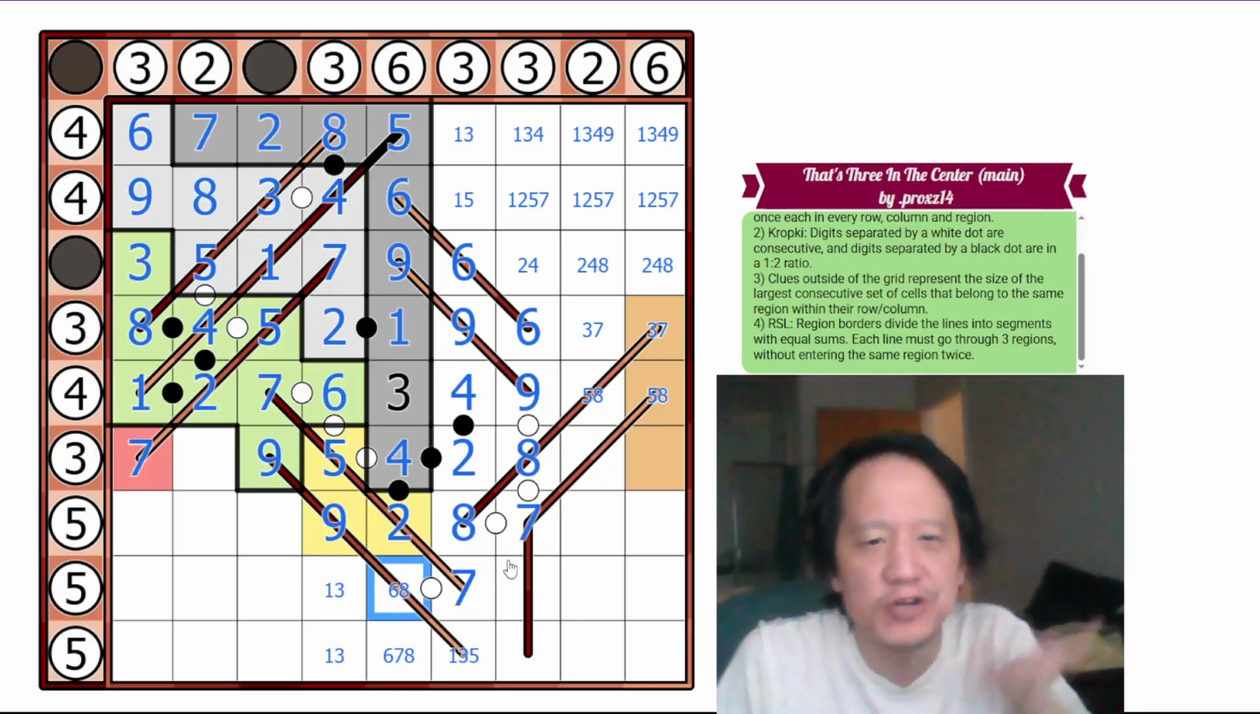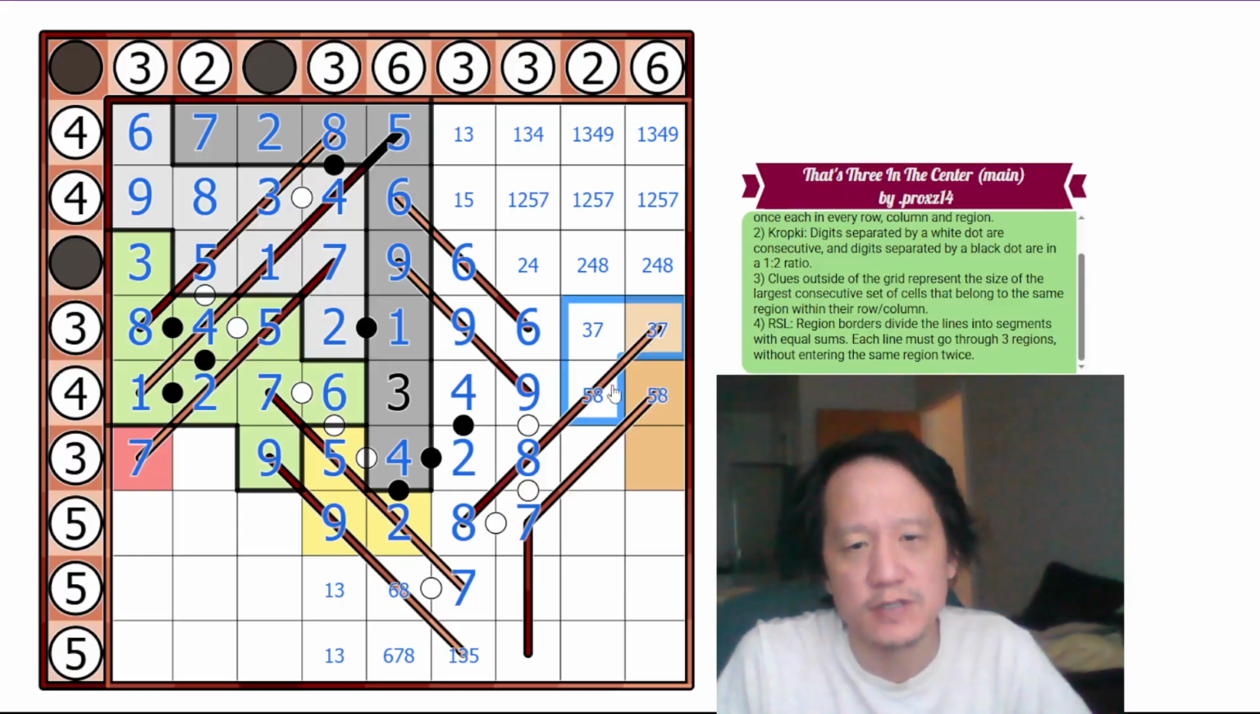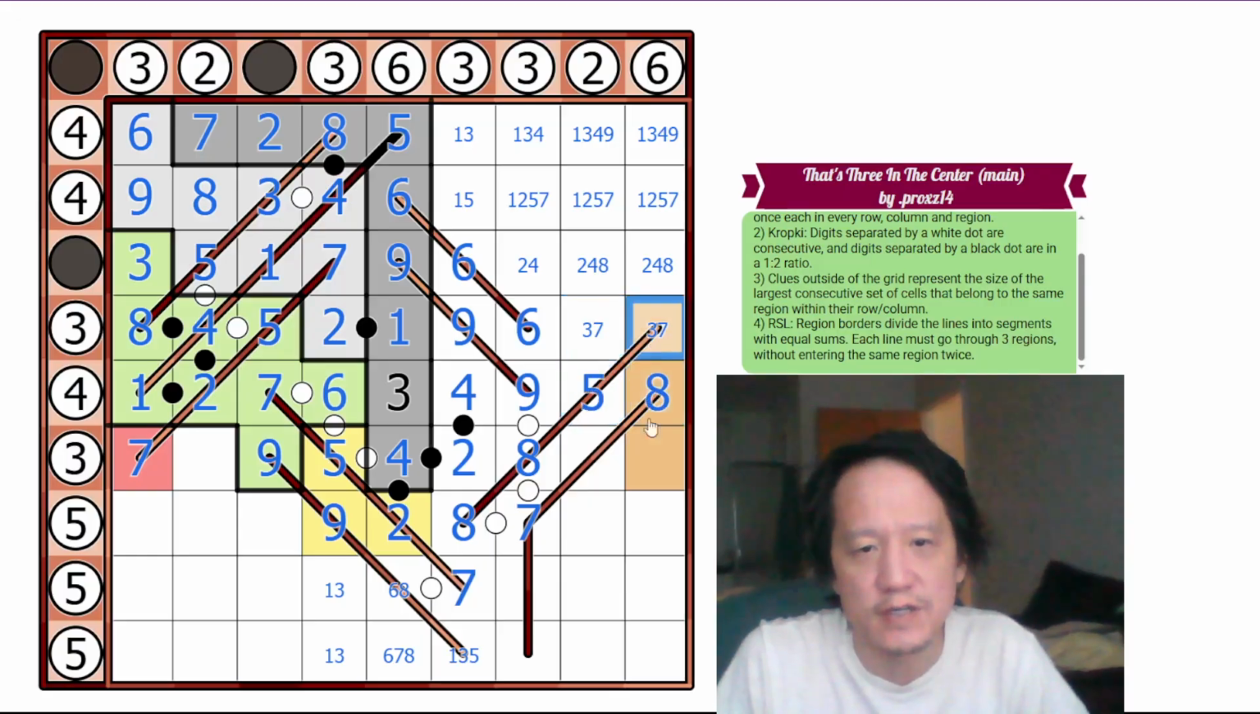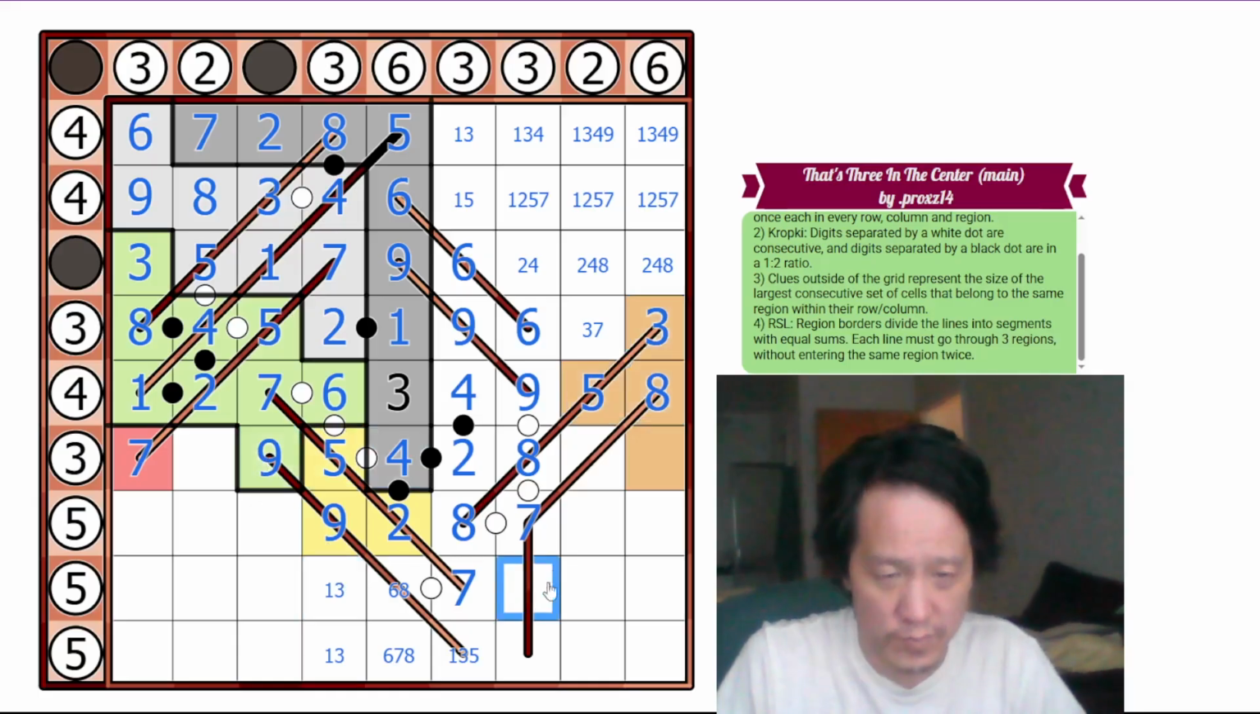Okay. Where did I run into the contradiction? I don't know. This is 8 and 8. These must be the same set, so this must be 5. This is 8. This is 3. This has to be the same set, so this is orange. I don't know where I ran into the contradiction. Anyways, that's weird.